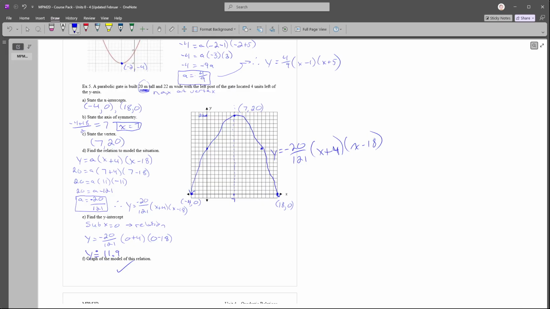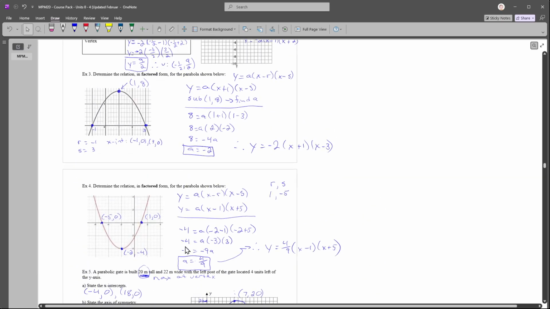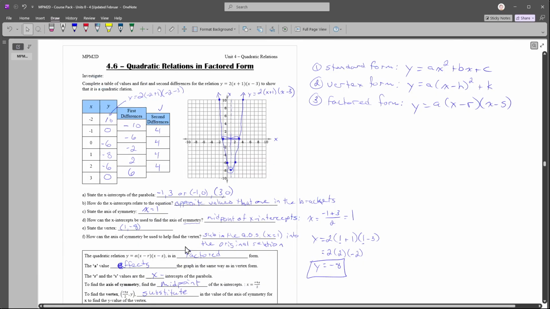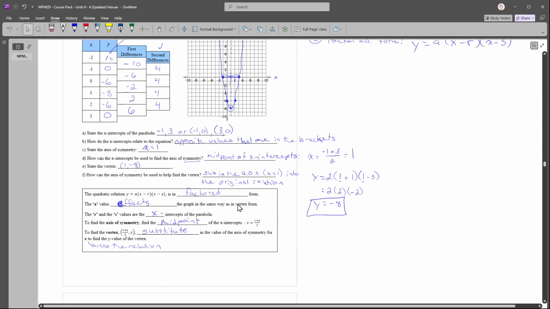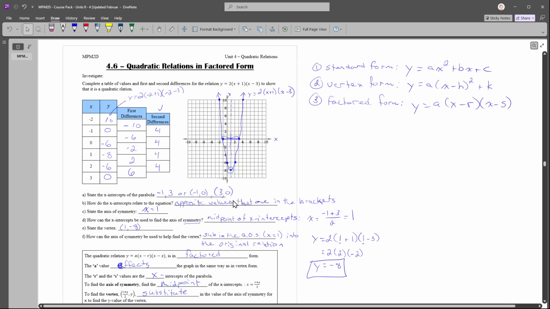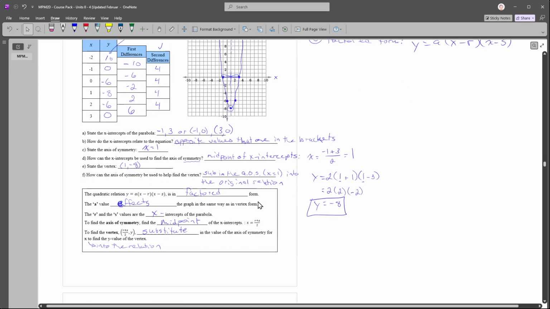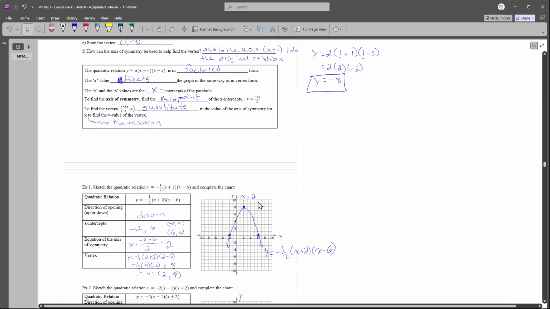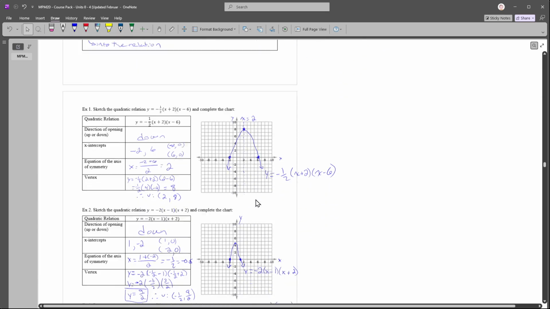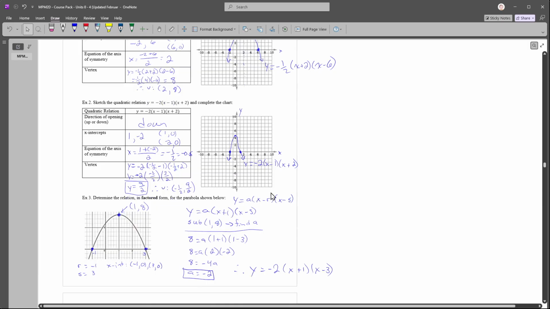So that's the end of this lesson. Basically what we did here is all about factored form. We broke it down into the r and the s, so that allowed us to find the x-intercepts. We found the midpoint between those to find the axis of symmetry. We substituted the axis of symmetry into the original relation to find the y value of our vertex, and that gave us everything we needed to solve problems as well as create a full relation for our curves. And that's it for this lesson.